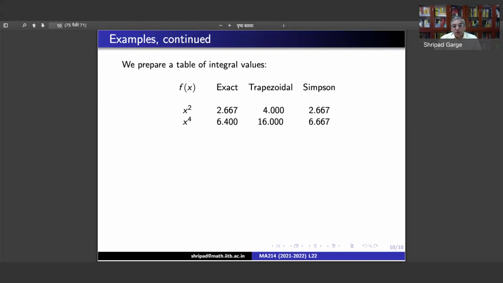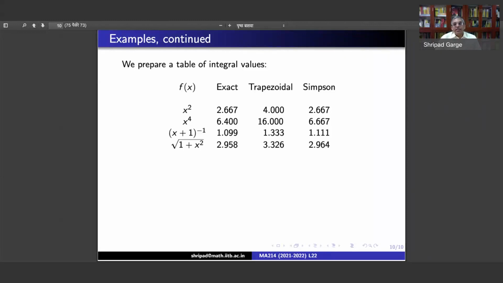We have x power 4 where the exact answer is 6.4. The trapezoidal rule's answer is hopelessly incorrect, 16. And Simpson's answer is somewhat closer to the exact answer. So clearly, Simpson's method is better, but we may need to find a slightly better method than the current method of Simpson. Next, 1 upon x plus 1, excuse me. So the correct answer is 1.099. Trapezoidal is not too bad. It's 1.333 and Simpson gives you 1.111.